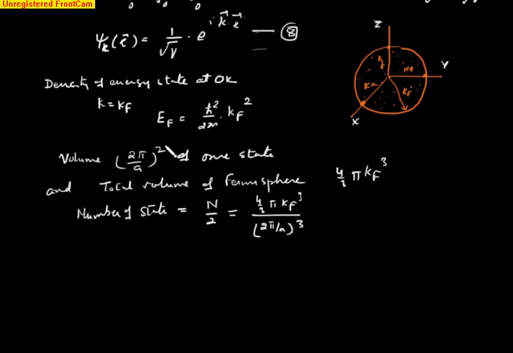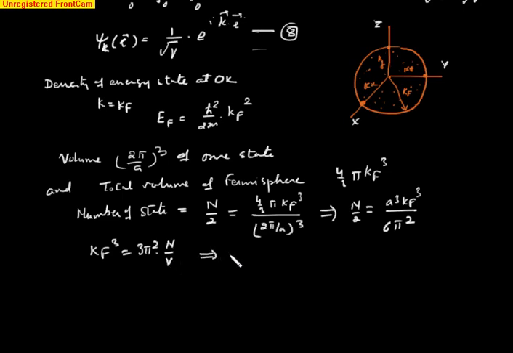This is also cube here, and this is also cube. I'm sorry for that. So from here, on solving these vectors, we will find that N by 2 comes out to be kF cube divided by 6 pi square. So from this we can find the radius of the Fermi sphere, kF cube, which will come out to be 3 pi square times the number of electrons over total volume, where V is a cube.